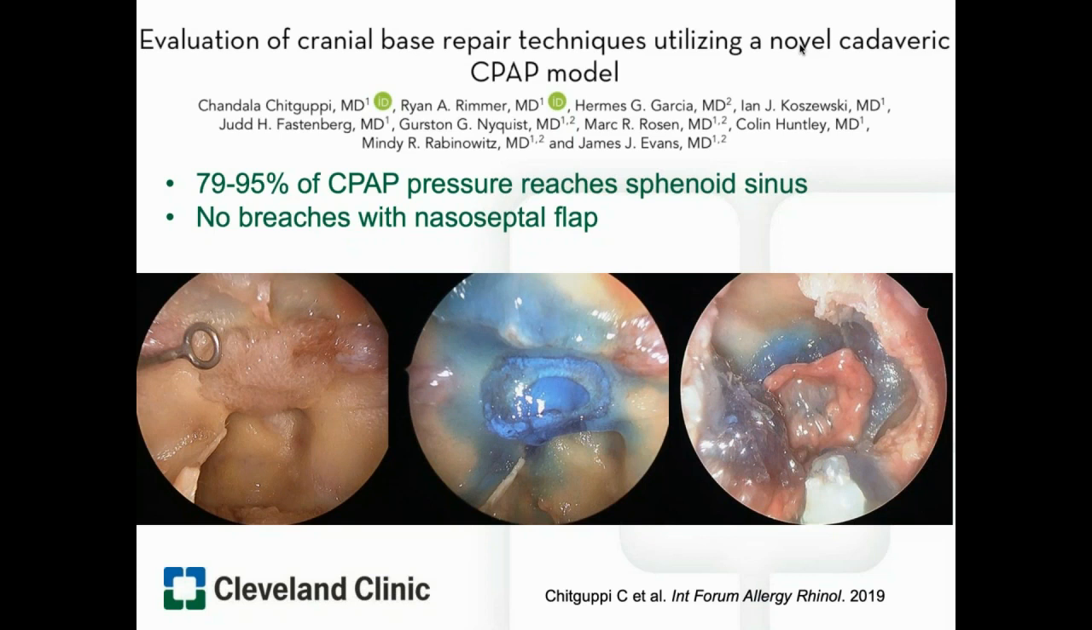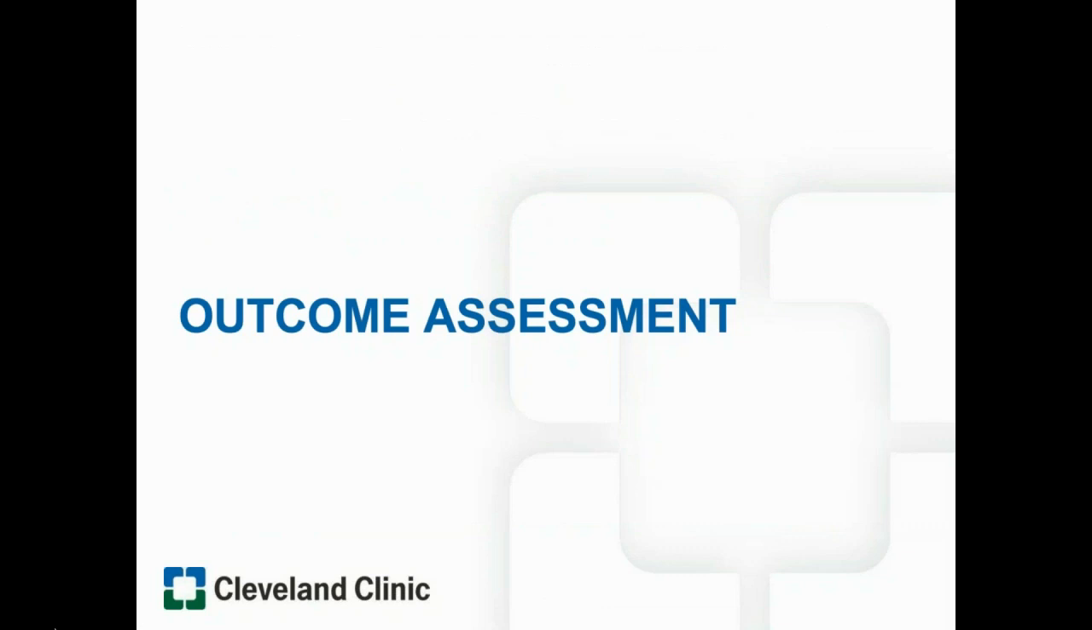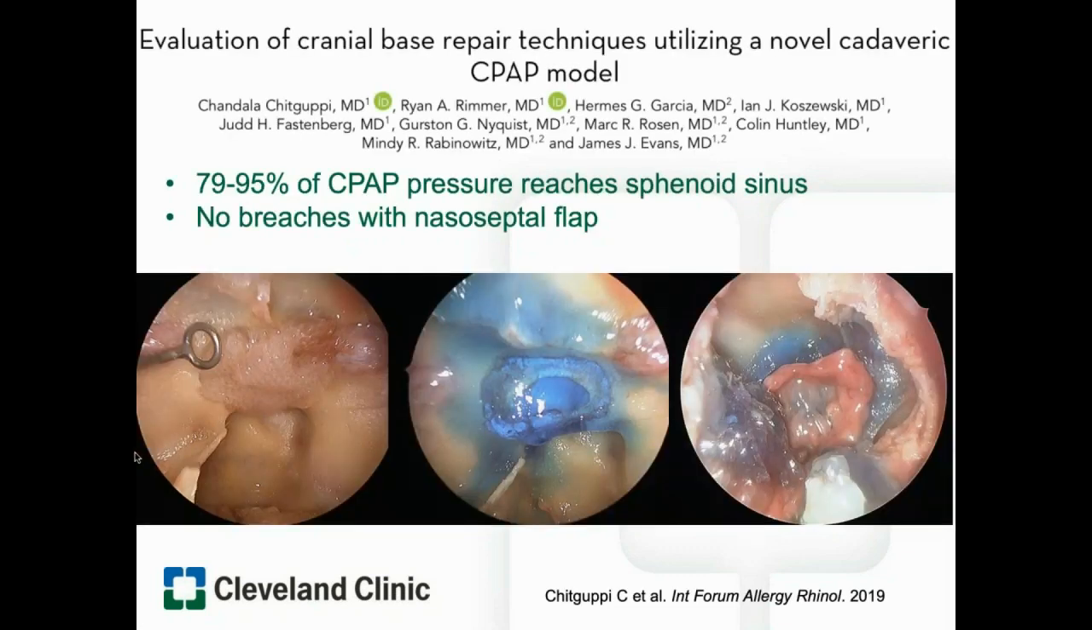If your CPAP pressure is a setting of 20, you may get somewhere around 16 to 18 positive pressure to the sphenoid sinus. They also measured with a sensor in the pituitary area if we repaired the base of the skull using some of these different repairs, ranging from something very simple on the left to, on the right, using a nasoseptal flap with absorbable glue.